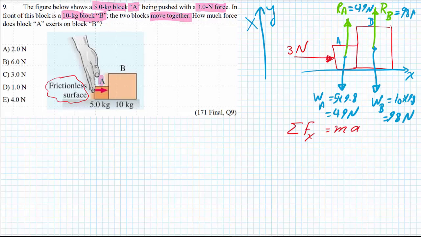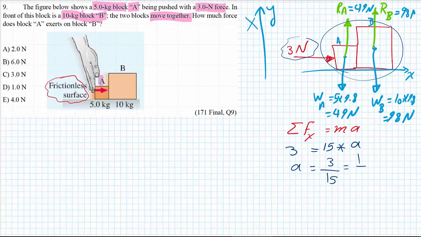Sigma Fx equals mass times acceleration. What are the forces in the x direction here? We only find that there is only 3 Newton. So the 3 Newton, and it's positive because it's to the right, equals the mass of the total system, mass of both objects, which is 15 kilogram, times the acceleration. So the acceleration equals 3 over 15, which is 1 over 5, equals 0.2 meter per second square.